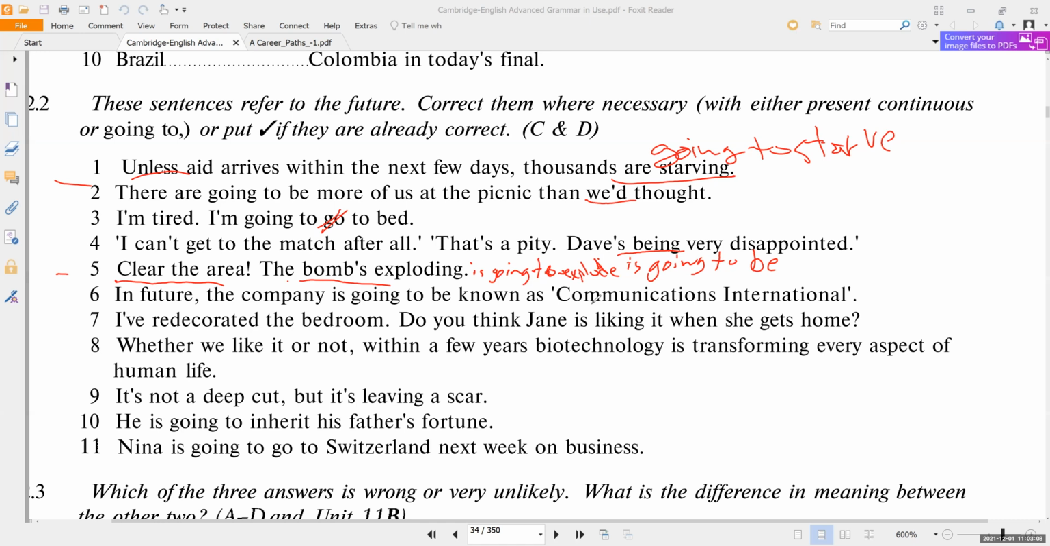In future, the company is going to be known as Communications International. في المستقبل الشركة راح تكون is going to be known as Communications. Yes, إذا هنا ممكن تكون الجملة صحيحة باعتبار إنه شيء ليس بيدنا لكن راح يكون هذا هو الواقع. Okay.